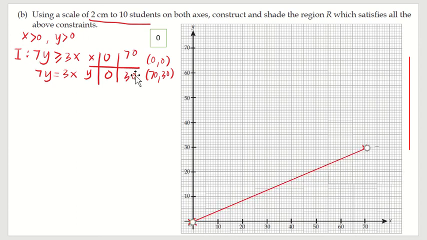Then this one you know how to substitute, right? x equal to 0, you substitute x equal to 70, 7y equal to 3 times 70. So y equal to 3 times 70 divided by 7. Use your calculator, you get the answer is 30.